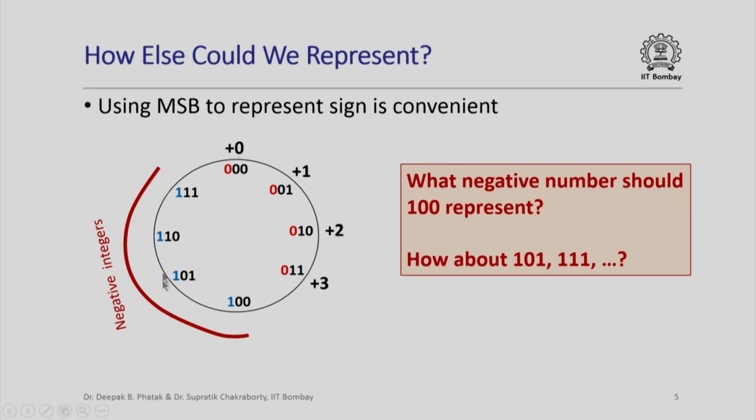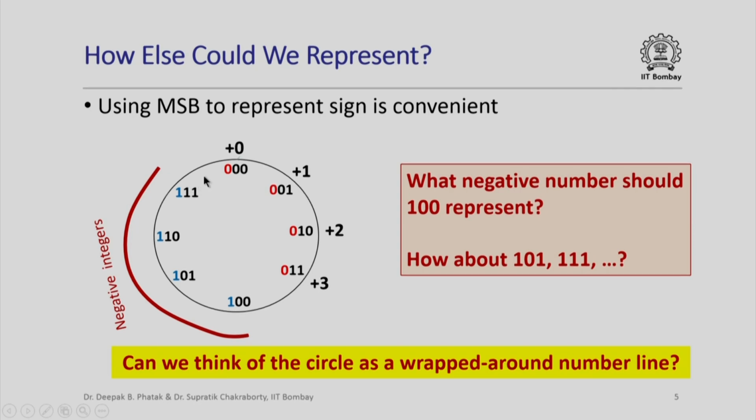In trying to answer this question, we might want to think of this circle as a wrapped around number line. If you think of this circle as a wrapped around number line, then I can see that from here to here the numbers are increasing: plus 0, plus 1, plus 2, plus 3. These are going to be negative integers. So can I somehow unwrap this circle into a number line such that along the number line I get 0, 1, 2, 3 at these positions, and these correspond to negative integers, and still I can think of the unwrapped circle as a usual number line.